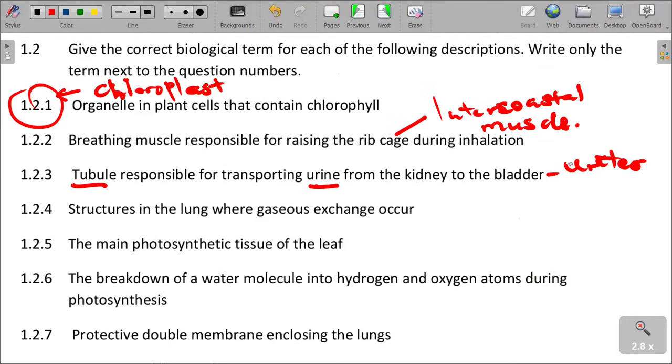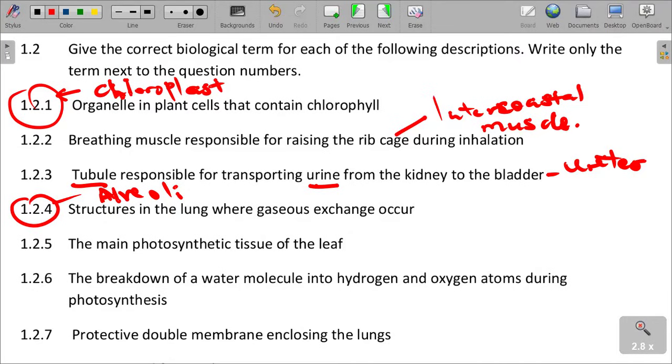A structure in the lung where gaseous exchange occurs. It actually occurs in the alveoli. I'm sure this diagram was well explained during the course of the term, to say that the alveoli is actually responsible for gaseous exchange in the lungs. Those micro small holes that are found in the lungs allow gaseous exchange.